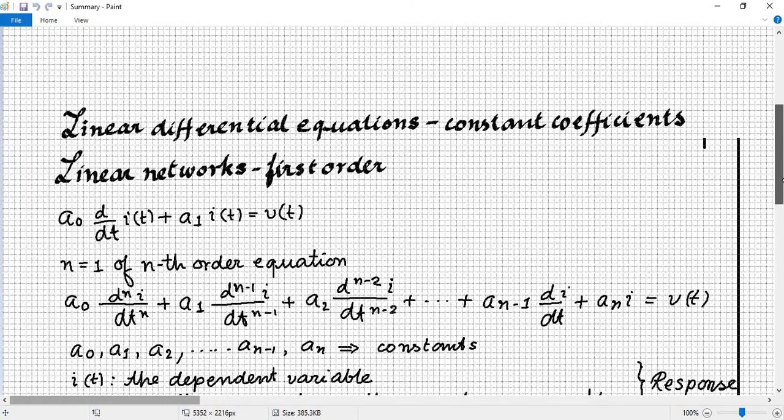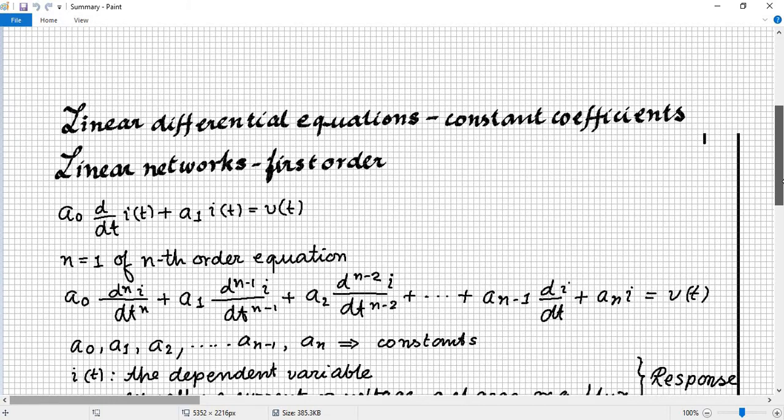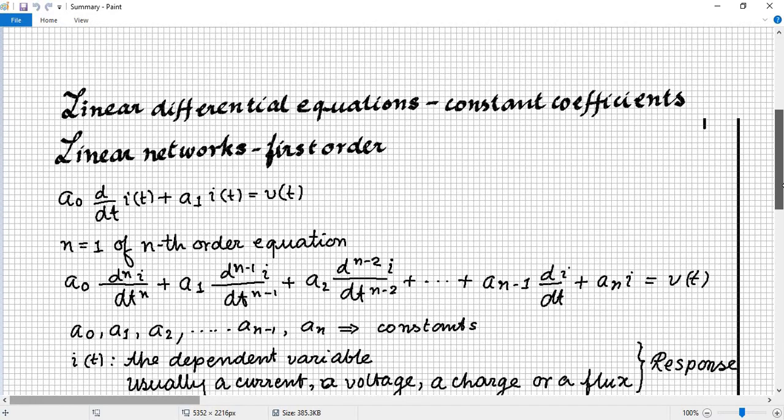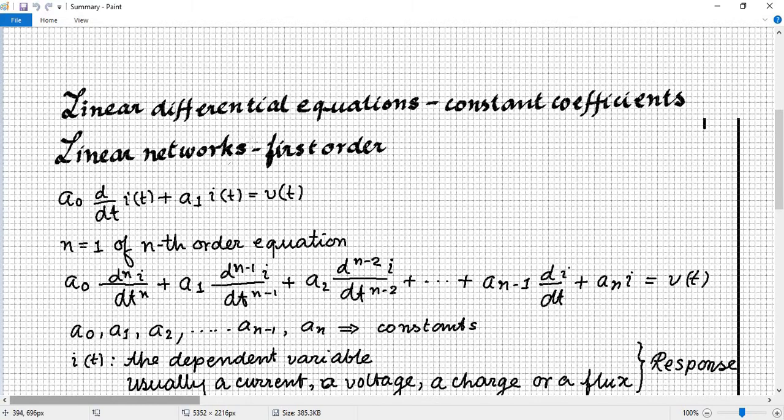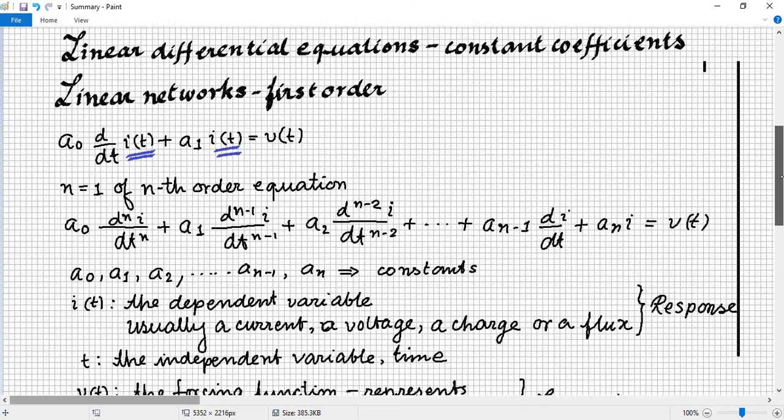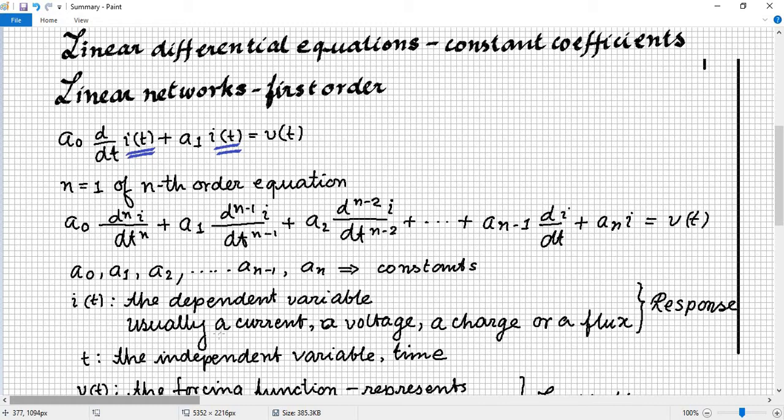and i is the dependent variable, and it is usually a current, a voltage, a charge, or a flux. Here this equation is written in the form of current, but it is not necessarily going to be current always. It may be any of these quantities which are mentioned here, a current, a voltage, a charge, or a flux, depending on the situation.